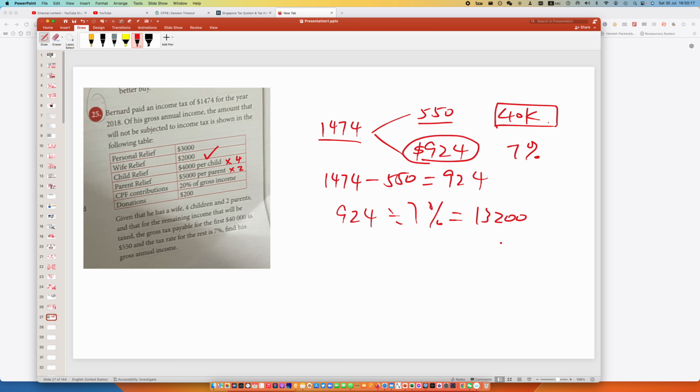13200. Okay, good. So basically, the 40K plus the 132, 13200. Okay, not yet. You have to plus the relief. So yeah, you have to plus the relief, which is okay.